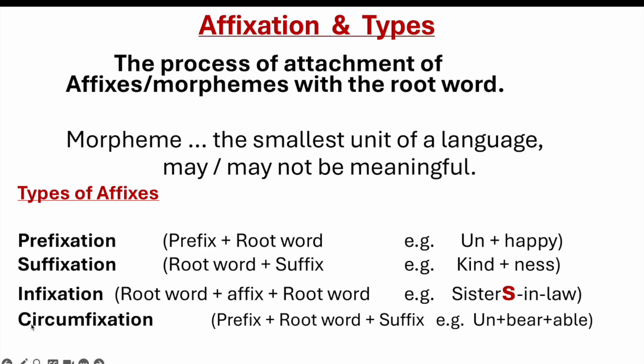Well, the next example is circumfixation. This is the next type. Here, root word is surrounded by prefix and suffix. For example, we have unbearable. Un is prefix, bear is root word, able is suffix. So these are the main types of affixes, and these processes are called affixation.